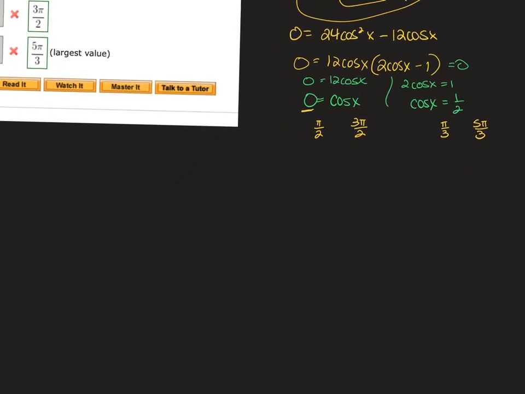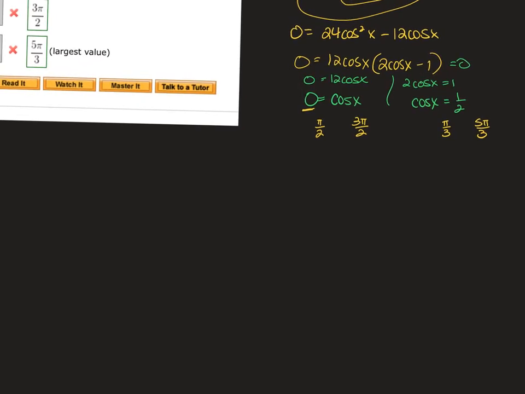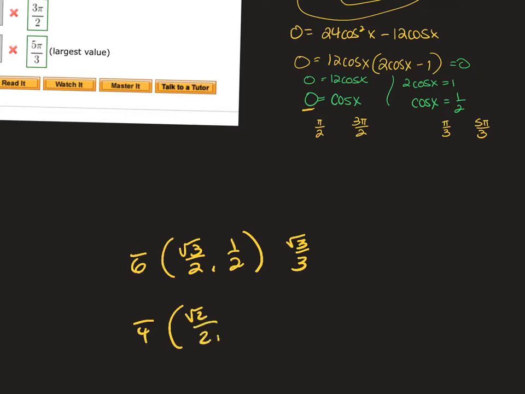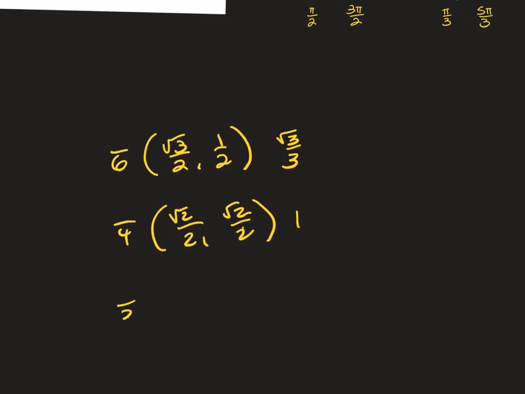My advice is, instead of the unit circle, I would even say pi over 6 equals root 3 over 2 and 1/2, and then the tangent's root 3 over 3. And then pi over 4 is root 2 over 2 and root 2 over 2, and the tangent is 1. And then pi over 3 is 1/2 and root 3 over 2, and then the tangent is root 3.